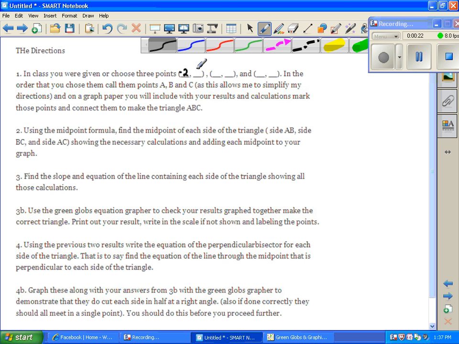-2, comma 9. That's my next point. 5, comma 8. And then 5, comma 2. That's always nice when two of the points share a coordinate. That means they're either vertical with each other or horizontal with each other, and that's very nice.